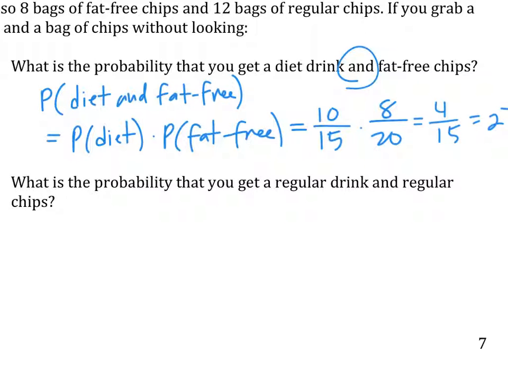All right, next. What is the probability that you get a regular drink and regular chips? All right, you guys can do this one. Okay, what did you guys get for B? Regular and regular.